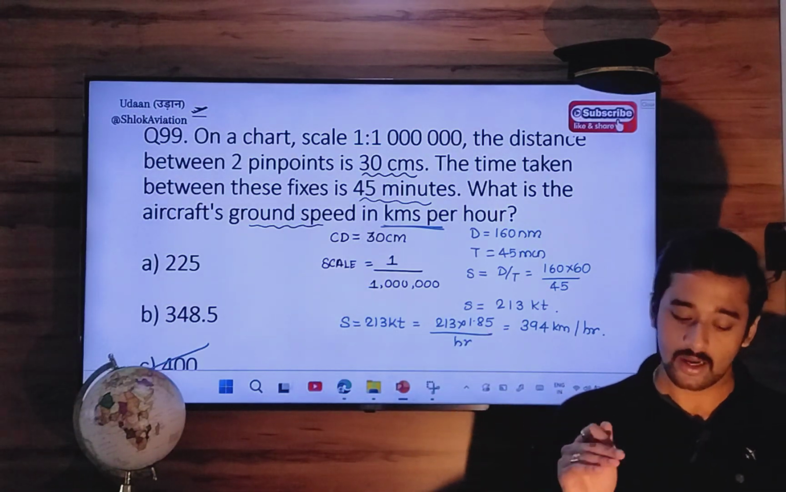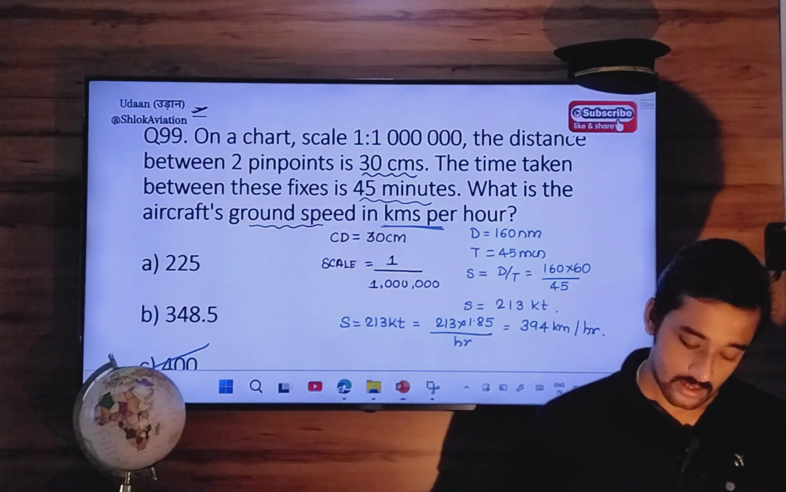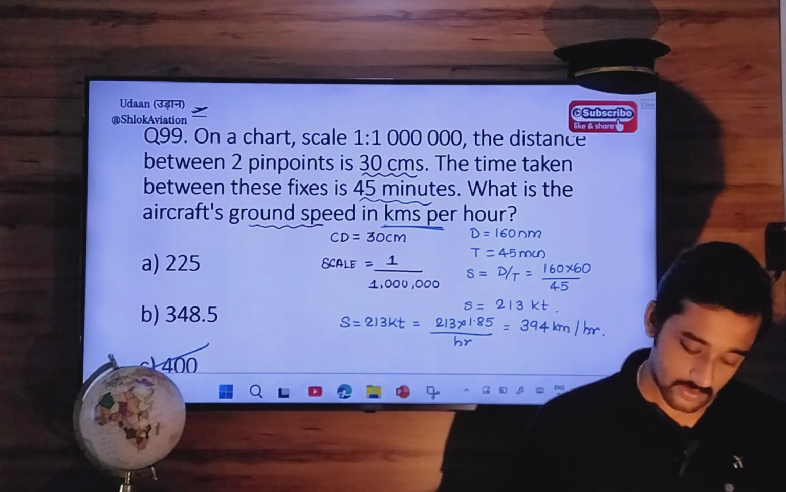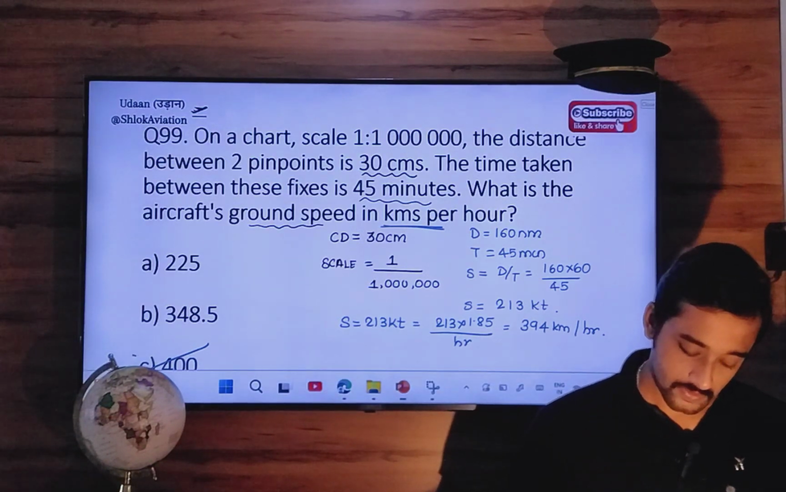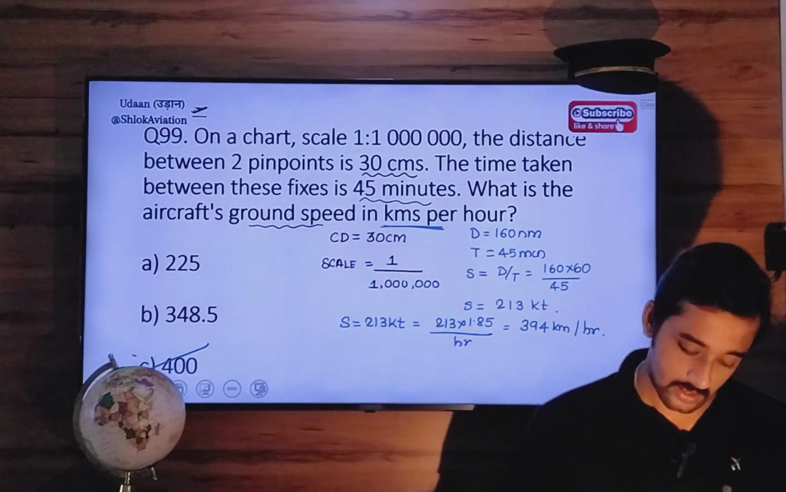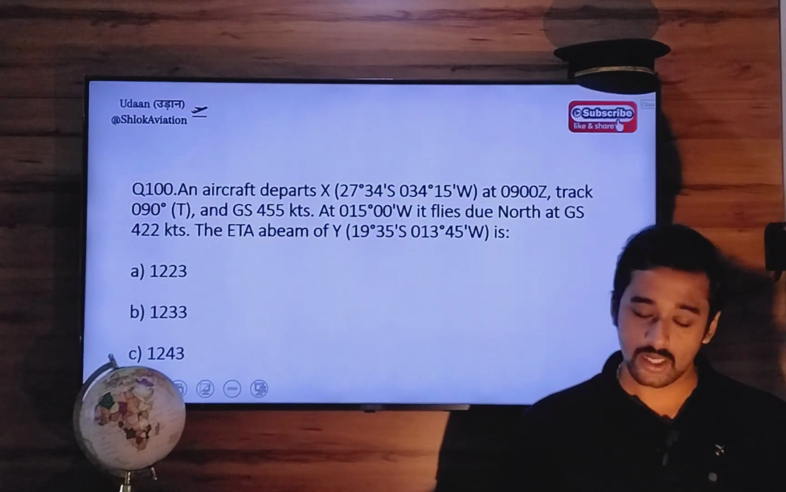394 kilometers per hour. That is 400 kilometers per hour. Next. Last question, question 100.